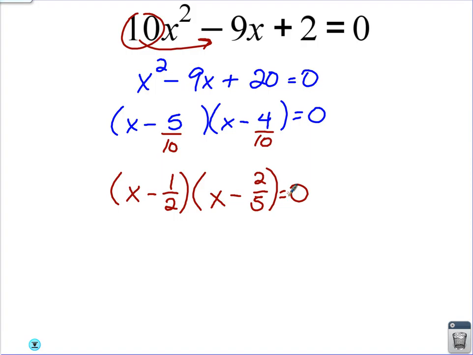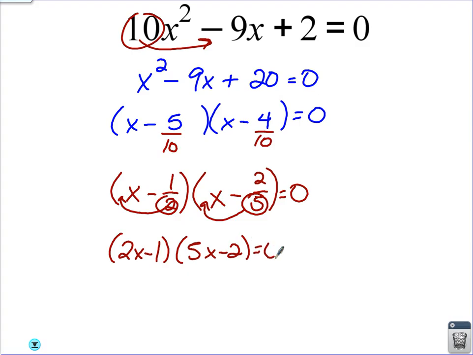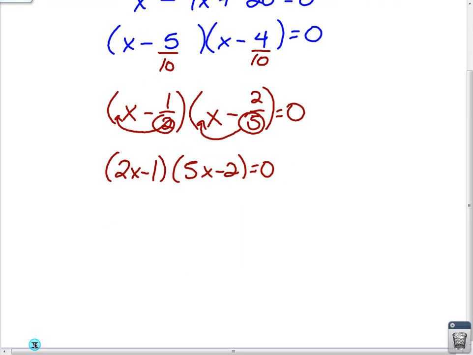Now that we've got them reduced, this is the whole reason it gets its name, bottoms up. Whatever's on bottom, move it up front. The 2 moves up. The 5 moves up. Now we're ready to solve. If 2 things multiply to give you 0, then one or the other is 0.